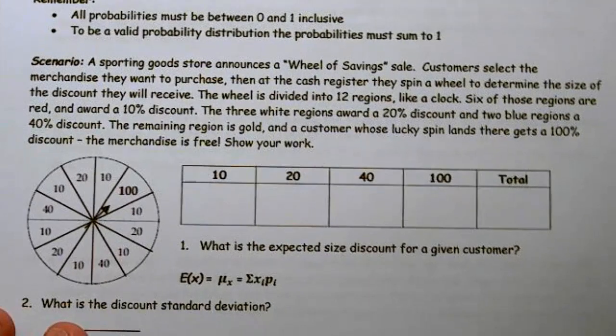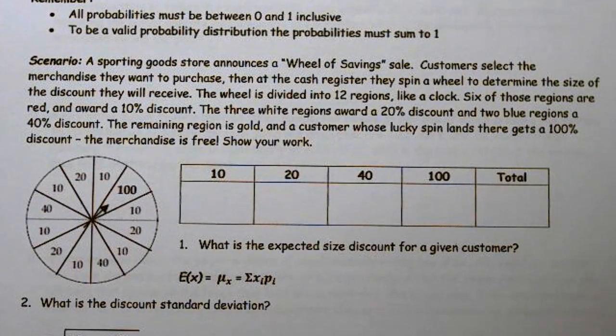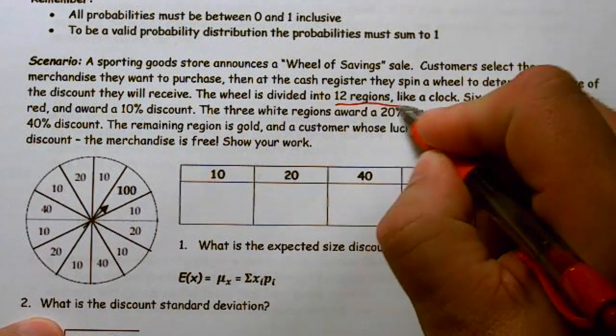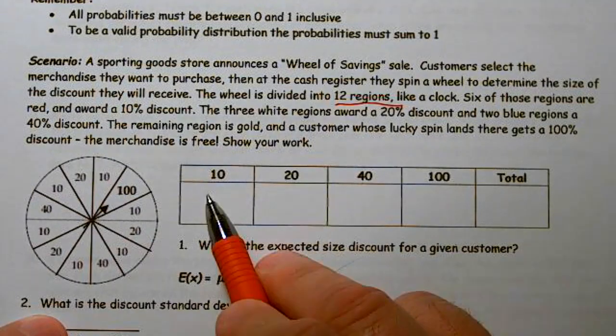A sporting goods store announces a wheel of savings sale. Customers select the merchandise they want to purchase. Then at the cash register, they spin a wheel to determine the size of the discount they will receive. The wheel is divided into 12 sections. Like a clock, 6 of those regions are red and award 10%. So basically 6 out of 12.